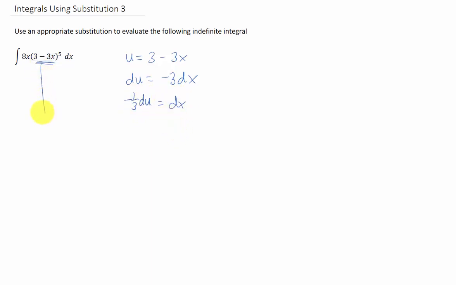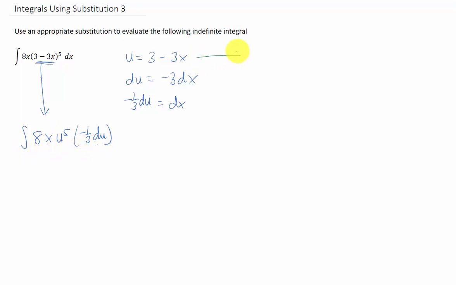And you'll notice what happens to this integral when we try to make these substitutions. We get 8x u to the 5th times negative 1/3 du. And this is exactly what I don't really like happening. We're mixing our old variable x with our new variable u. We want this x out of here. So we might take a quick look to see if there's some way we can get rid of this x and have only u's in this integral.